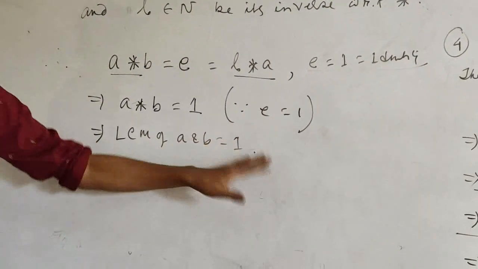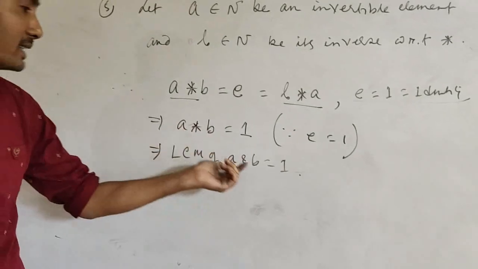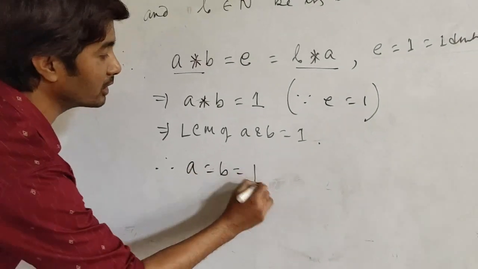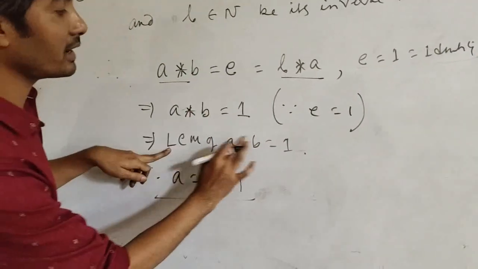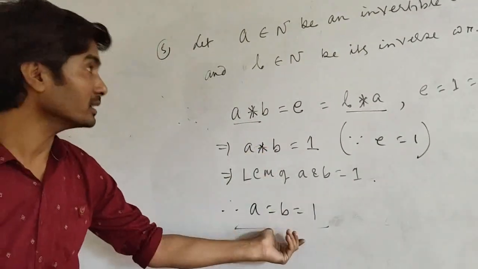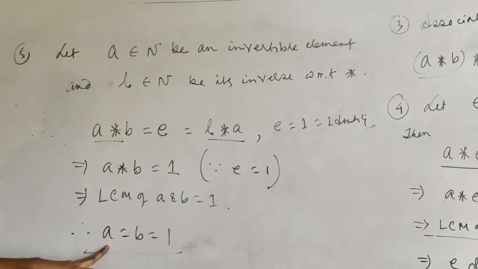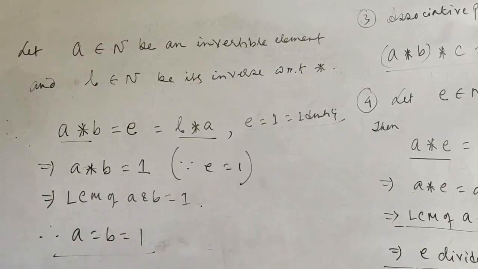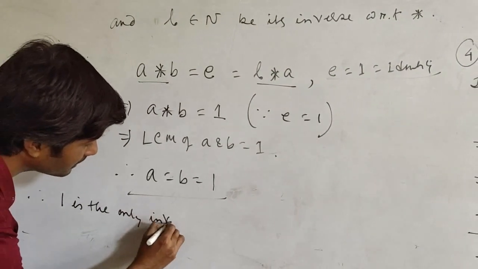Now, this is very important. When the LCM of two numbers is equal to 1, our common sense says that we must have both the numbers equal to 1. A equal to B equal to 1. Otherwise, this is never possible. Is it clear? LCM of A and B equal to 1 is possible only when we have A equal to B equal to 1. So from this, our conclusion is that A, being an invertible element, that is 1, is the only invertible element with its inverse B, which is 1 again. Therefore, 1 is the only invertible element.